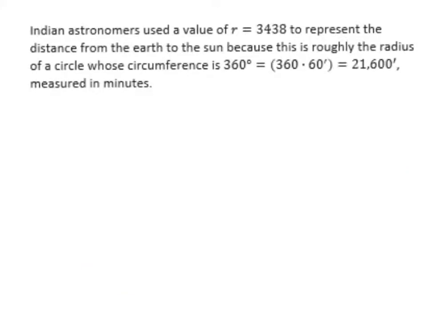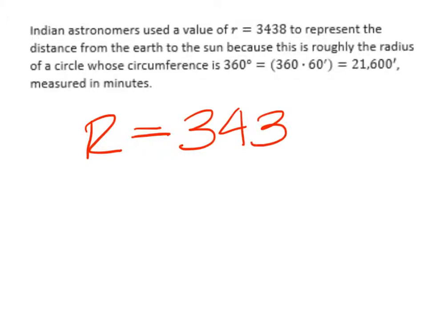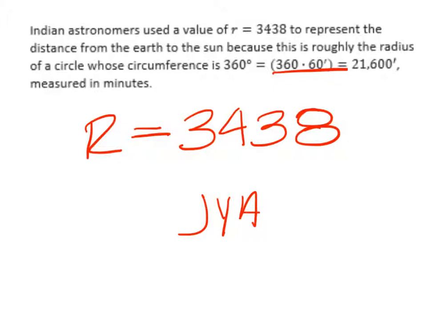Indian astronomers used a value of R, a constant value, kind of like we use pi as 3.14, and the constant e that we used in the financial problems of 2.71 and so on. R is going to be 3438, a distance from the earth to the sun, so that we can calculate the height, which is ja. And this came from a circle whose circumference is 360 degrees, which is 360 times 60 minutes. That's 21,600 minutes. Minutes in the mathematical sense, which we don't need to know right now.